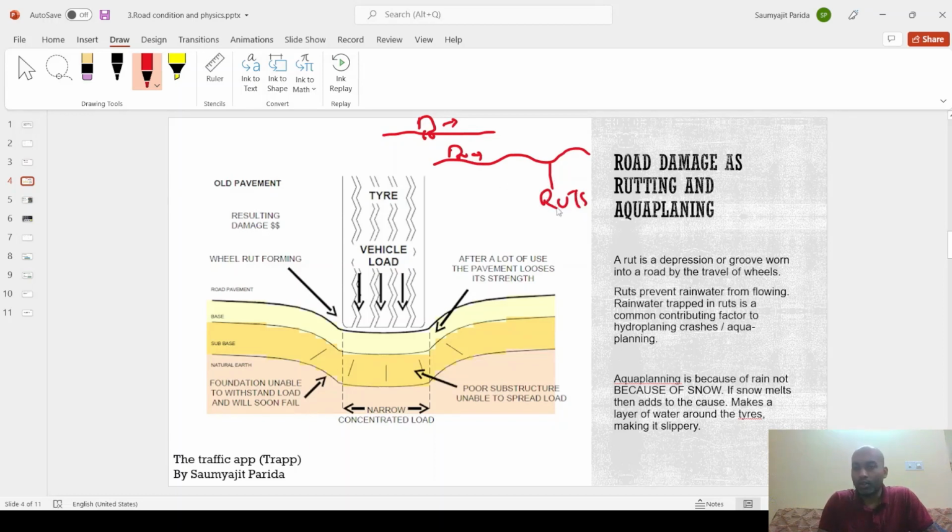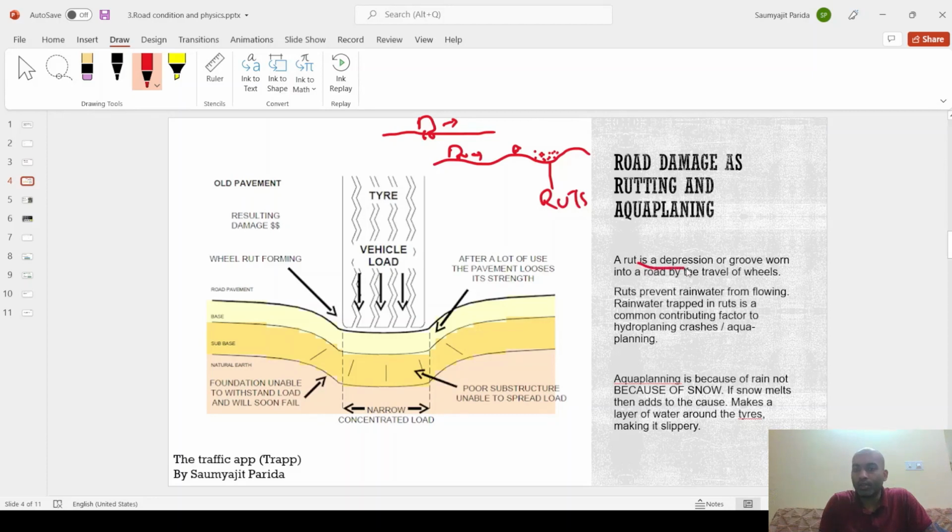Ruts cause aquaplaning because when water is trapped here, it cannot escape. When the tires fall into this patch of water, due to friction, the molecules of the water get attached onto the surface of the tire, and because of aquaplaning, the skidding effect increases. This is how it looks. This is a rut, and the rut is caused by the vehicle load, and vehicle load is directly transferred to the tires. So a rut is a depression.